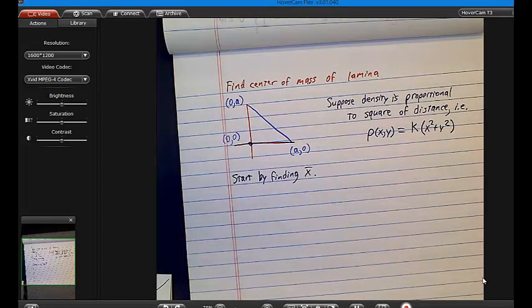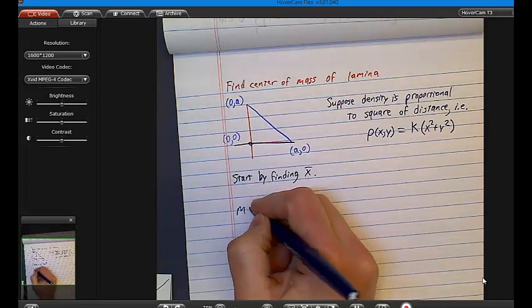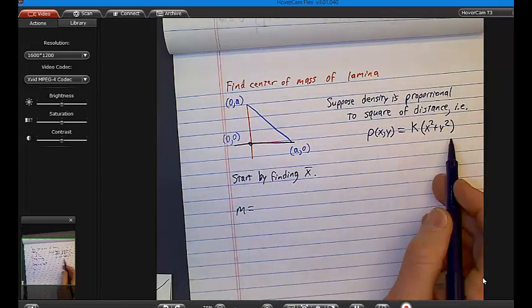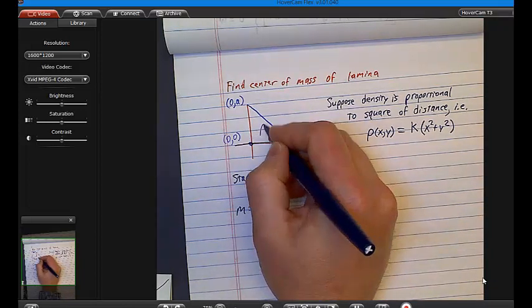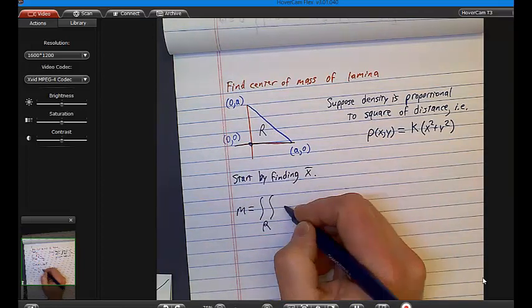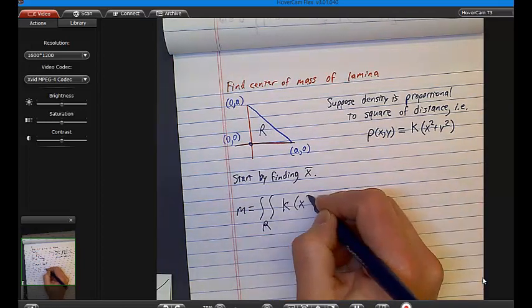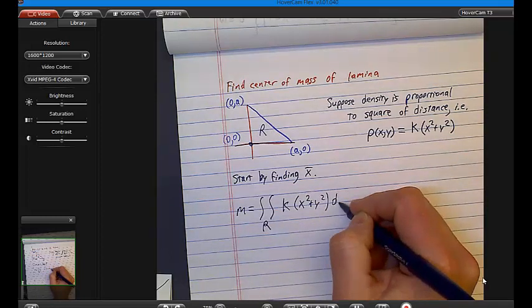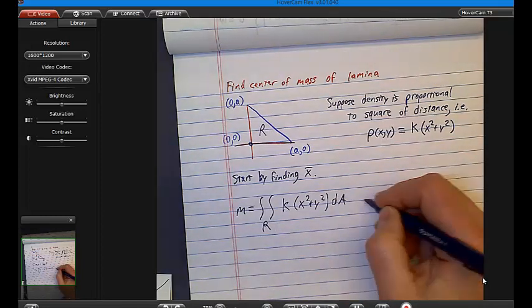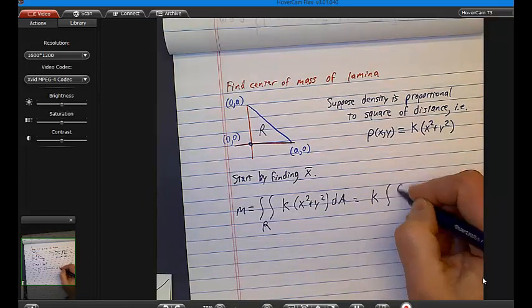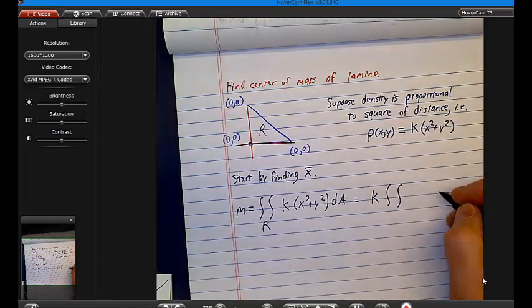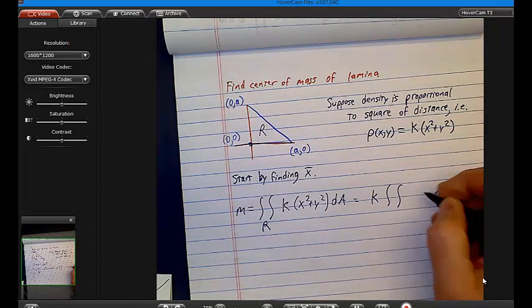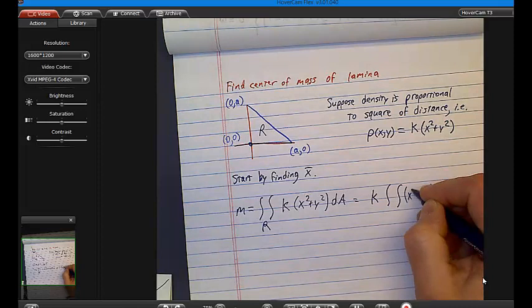What do we have to do? M, we're going to integrate the density function, double integral, right, where this is my region R, of k times x squared plus y squared dA. And since k is a constant, we'll pull it out front. It doesn't matter if I do dx dy or dy dx, it's the same thing. So let's do dy dx because I'm just more comfortable that way in general. X squared plus y squared.